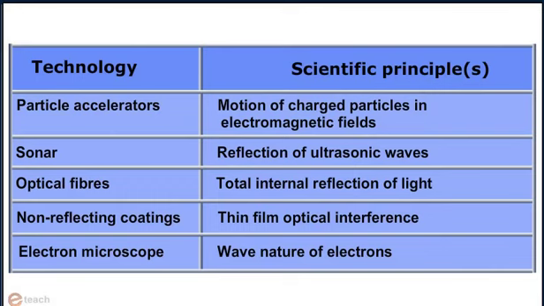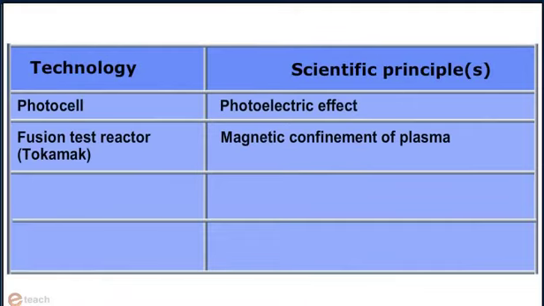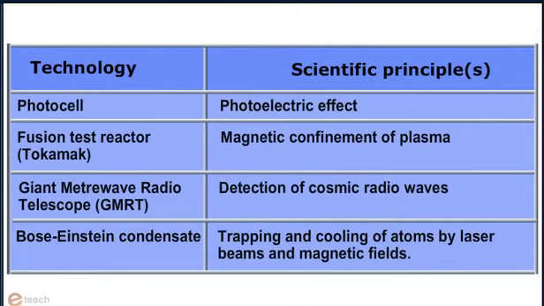Non-reflecting coatings are based on thin film optical interference. Electronic microscope is based on wave nature of electrons. Photocell is based on photoelectric effect. Fusion test reactor, which is also known as tokamak, is based on magnetic confinement of plasma.